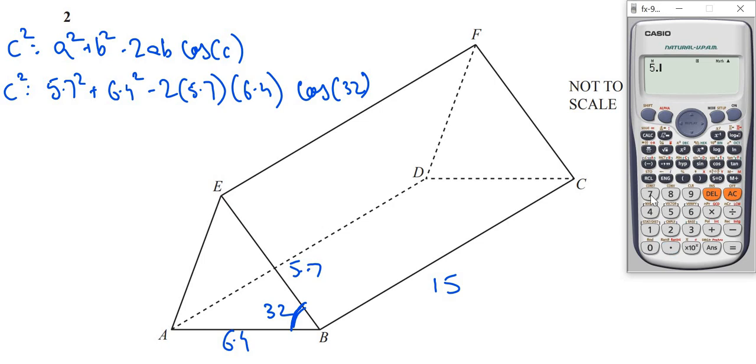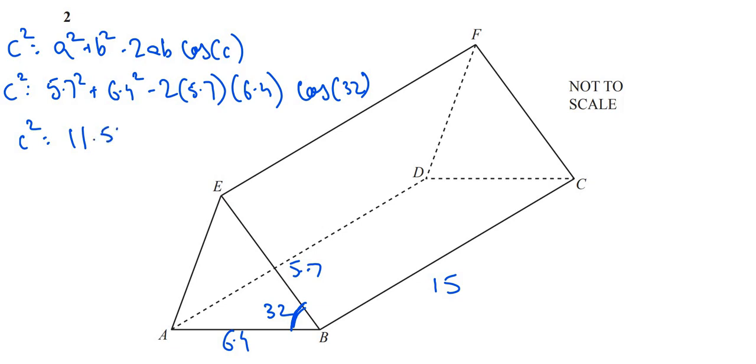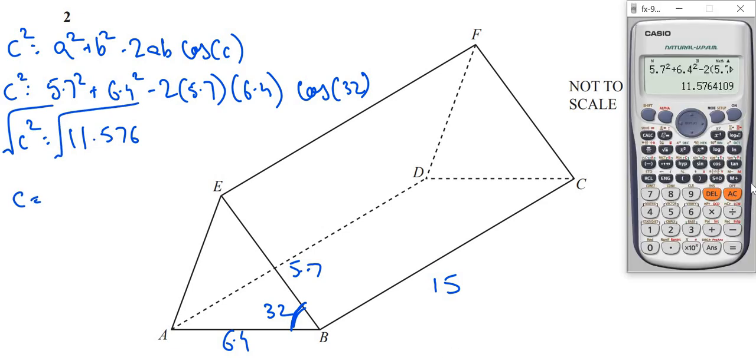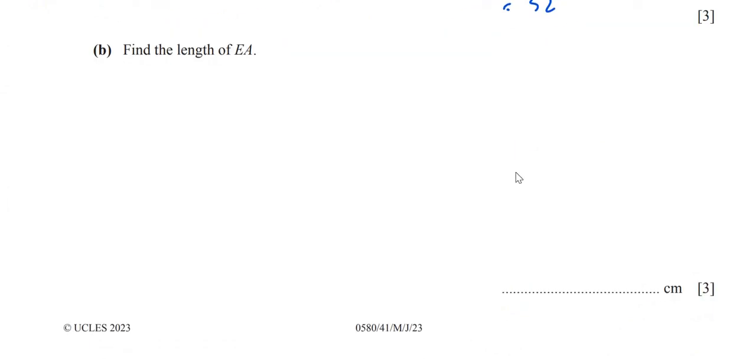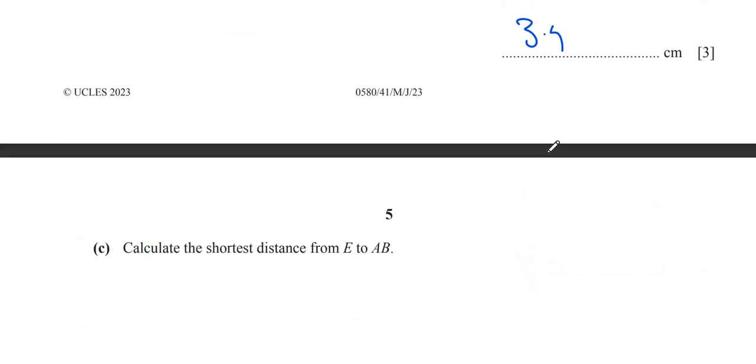So let's do it. 5.7 square plus 6.4 square minus 2 multiplied by 5.7 multiplied by 6.4 cos 32. So you get 11.576. This is not your answer, because C squared is equal to 11.576. Under root both sides. C is equal to, once I under root it, I will get 3.402. So you can write your answer as 3.4. Easy 6 marks, guys. Easy 6 marks.